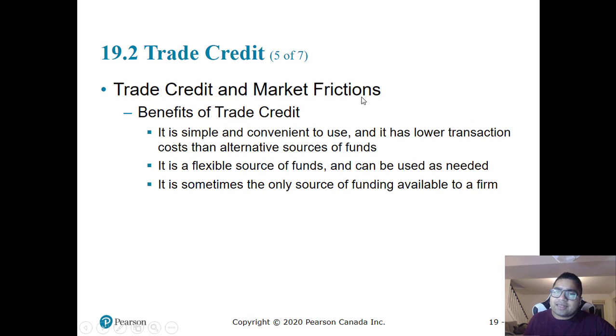Trade credits and market frictions. Benefit of trade credit: it is simple and convenient to use, and it has lower transaction cost than alternative sources of funds. It is a more flexible source of funds and can be used when needed, and it is sometimes the only source available to the firm. So we have seen that you're almost paying a 15% rate of return to finance from your suppliers, but it is sometimes still beneficial to take it because it is easy and convenient. You do not need to go through the credit checks, you do not need to borrow funds from the banks, right? So it is sometimes beneficial to take trade credit.